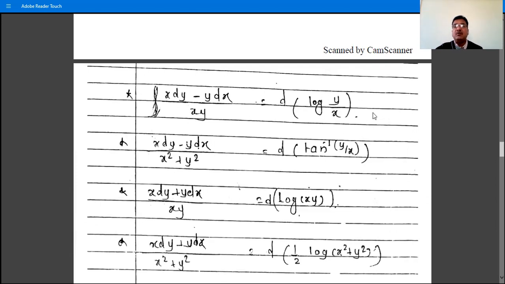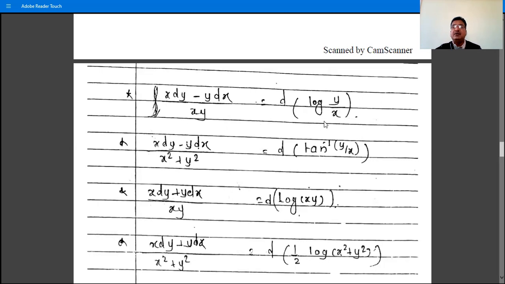So what is the derivative of log y by x? It is 1 divided by y by x, into the derivative of y by x. The derivative of log x is 1 by x. The derivative of y by x, by using the u into v rule, is x dy minus y dx divided by x square. And then y divided by y by x means into x by y. So x gets cancelled, and we have this answer.